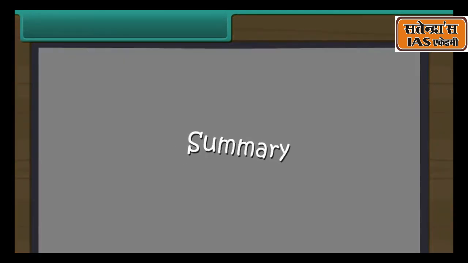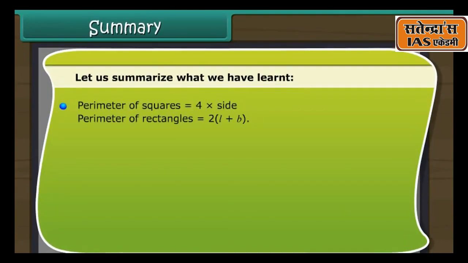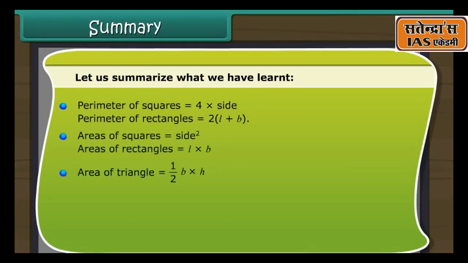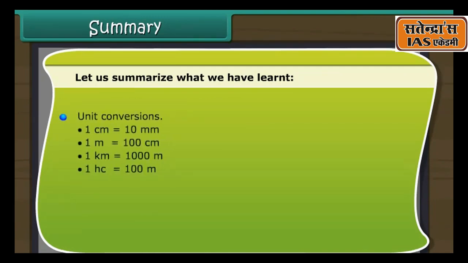Summary. Let us summarize what we have learned. Perimeter of squares and rectangles, areas of squares and rectangles, area of a triangle, area of a parallelogram, circumference and area of a circle, unit conversions.